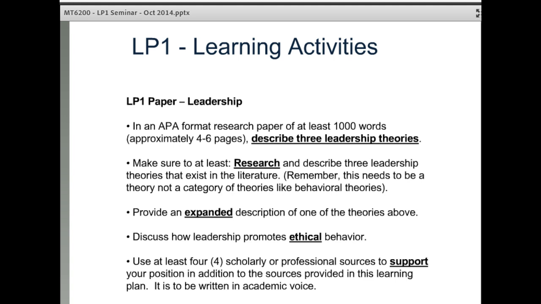And you want to use 4 scholarly or professional sources that augment or support what you've written. It's important in your situation here as a professional student that you're looking for sources. You're looking for ways to improve the content that you provide the reader.